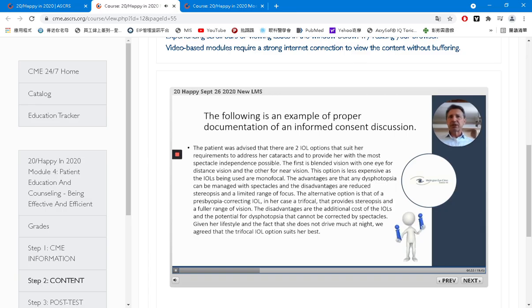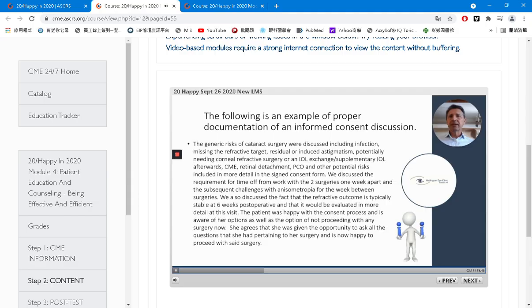The disadvantages are the additional costs of the IOLs and the potential for dysphotopsia that cannot be corrected by spectacles. Given her lifestyle and the fact that she does not drive much at night, we agreed that the trifocal IOL option suits her best. The generic risk of cataract surgery was discussed, including infection, missing the refractive target, residual or induced astigmatism, potentially needing corneal refractive surgery or an IOL exchange or supplementary IOL afterwards, CME, retinal detachment, PCO, and other potential risks included in more detail in the signed consent form.